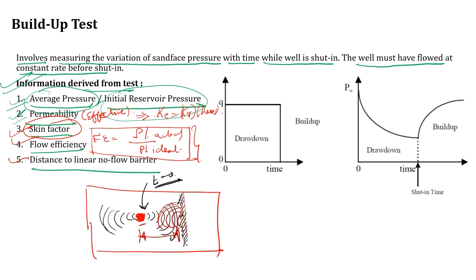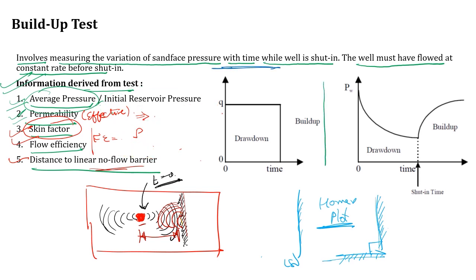From that I can identify the no flow barrier, plus I can also identify what type of barrier it is. Let's say, is it at 180 degree or at some 90 degree. I even have some mathematical tools which can detect at what angle this particular barrier is there. We can have it in the Horner plot. When I discuss the Horner plot, at that time I will discuss how to determine the angle of the barrier present.